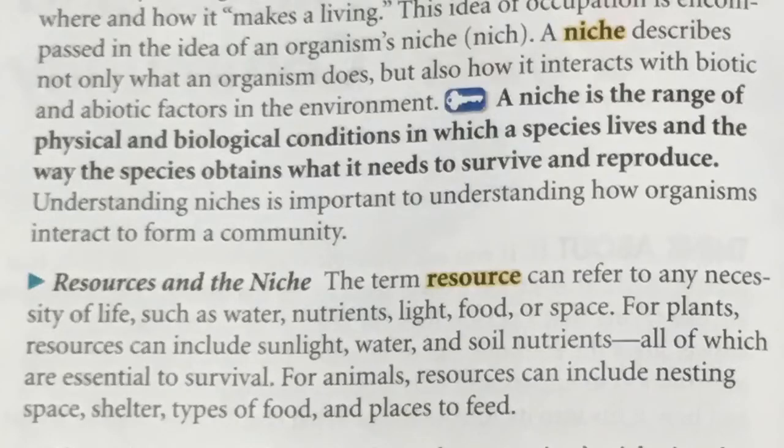A niche describes not only what an organism does, but also how it interacts with biotic and abiotic factors in the environment. A niche is the range of physical and biological conditions in which a species lives and the way the species obtains what it needs to survive and reproduce. Understanding niches is important to understanding how organisms interact to form a community.